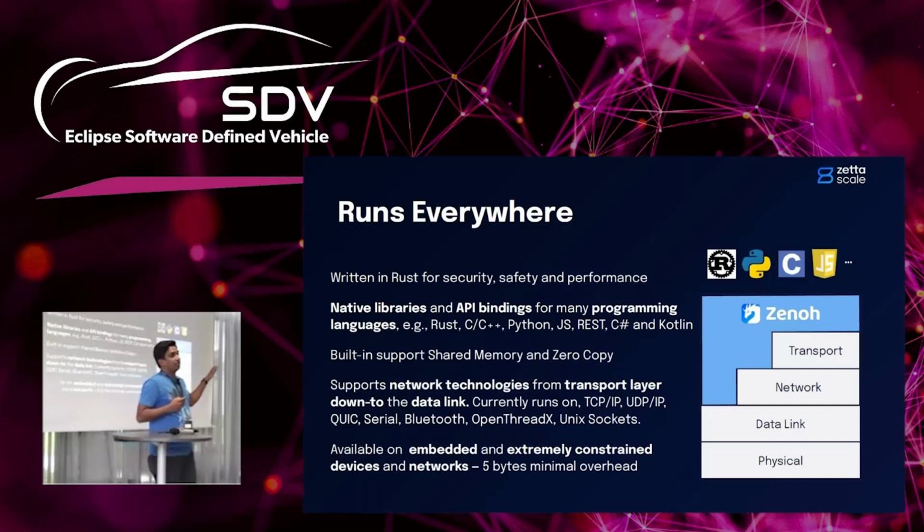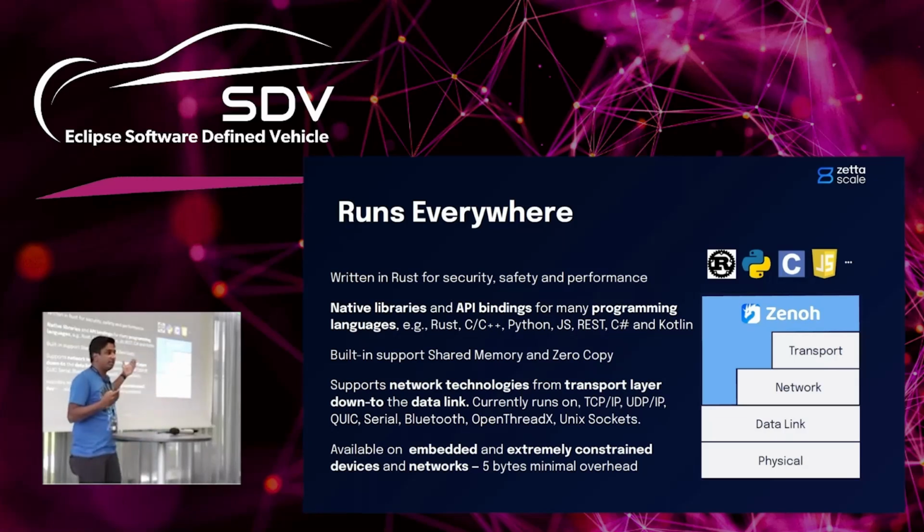And we have shared memory support, with a zero copy mechanism, where you can do inter-process communication. And as you can see, Zenoh can scale from the data link layer up to the transport layer. It means you can use the famous TCP, UDP, even QUIC, but also you can use low-level protocols like serial, Bluetooth, Unix sockets, or even write your own link to PCI Express. We enable you to do that.